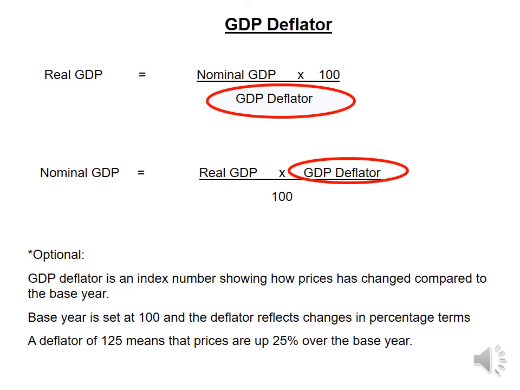So economists will pick a year in the past. Now it's 2017, maybe we pick 2015 as a stable year, for example. So all the prices were based on 2015 prices. In this case, it's set at 100, so you read it off like an index. A deflator of 125 means that it's above 100. That means prices have gone up by 25% over the base year.